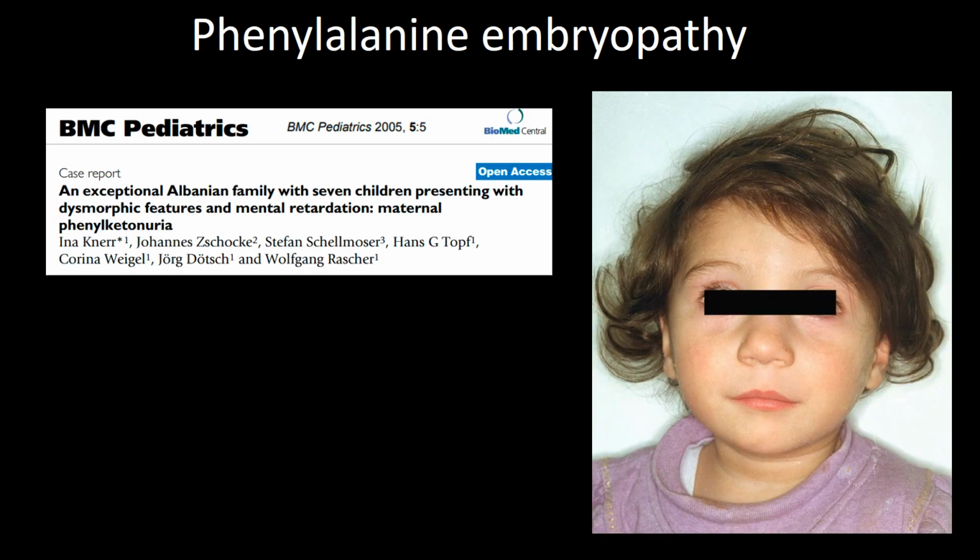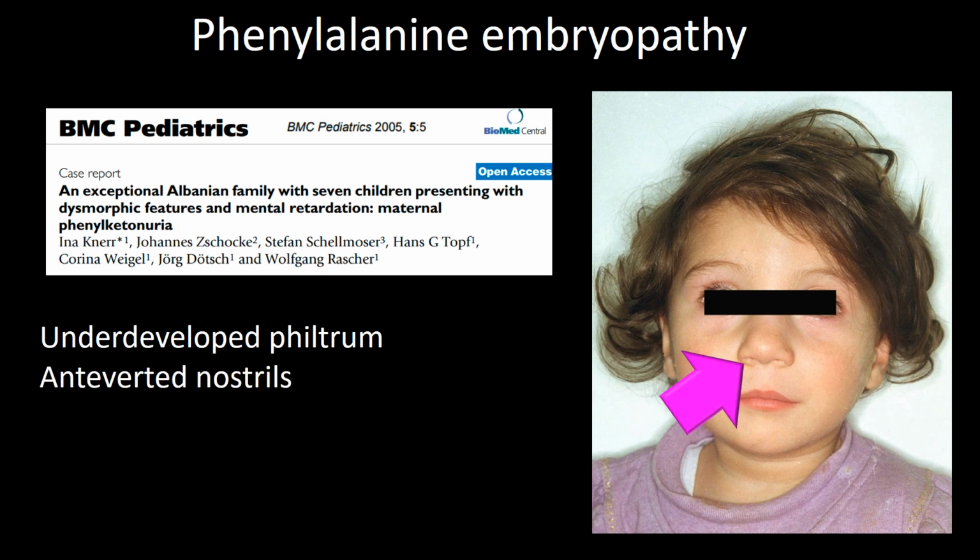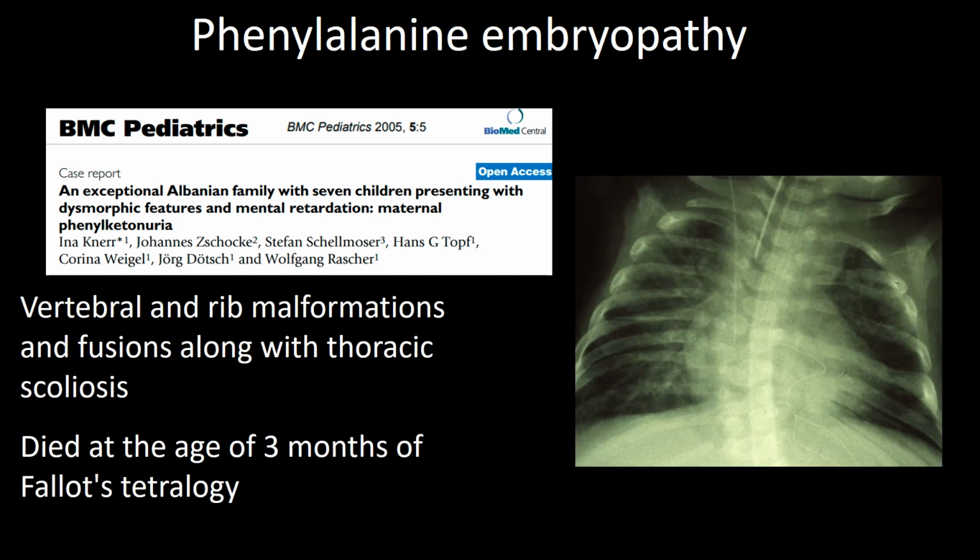In 2005, a family of 7 children with phenylalanine embryopathy was reported in Albania. Here you can see the photograph of one of these children, a 2-year-old with dysmorphic facial features consisting of underdeveloped philtrum, anteverted nostrils, and micrognathia. An infant in the same family had vertebral and rib abnormalities and died at 3 months of age due to tetralogy of Fallot, a frequent finding in patients with phenylalanine embryopathy.